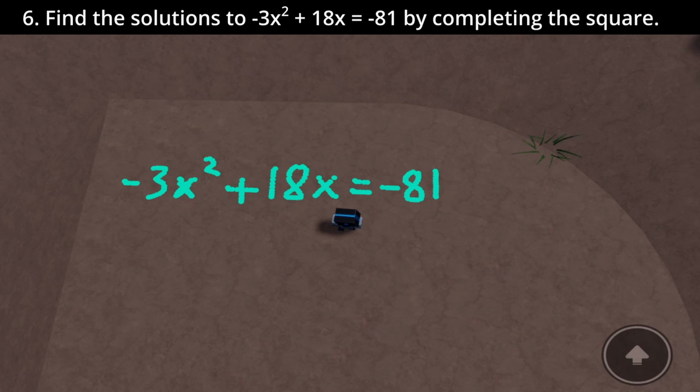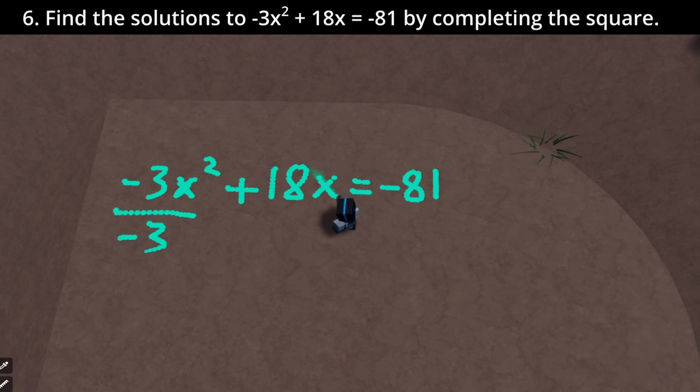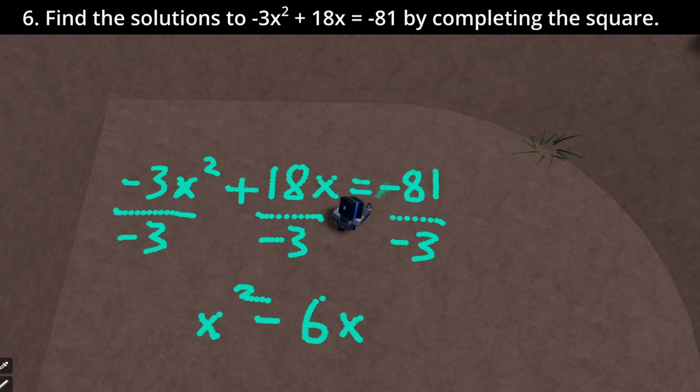This problem says minus 3x squared plus 18x is equal to negative 81, and we need to find the solutions of x by completing the square. To do that, I'm first going to divide every term by negative 3. And the reason I'm doing this is because for completing the square, you need a coefficient of 1 on the x squared term. So we're going to have x squared, well, actually let me put a minus, because 18 divided by negative 3 is negative 6. So we have minus 6x. And then minus 81 divided by minus 3 is positive 27.